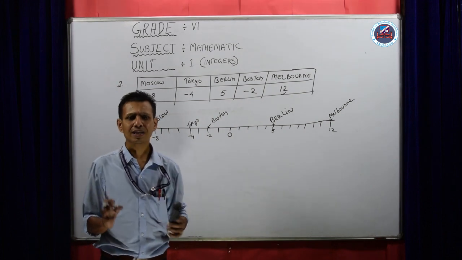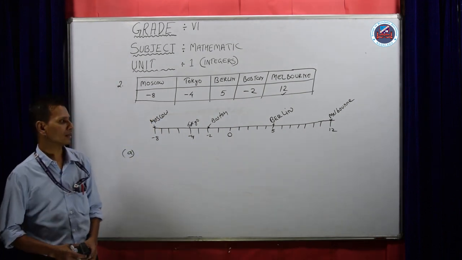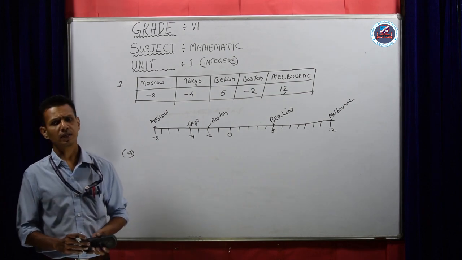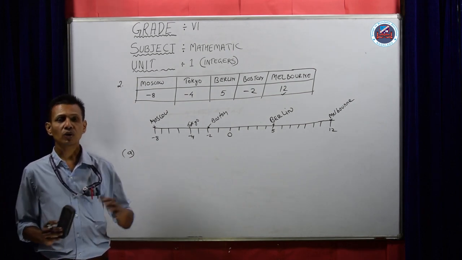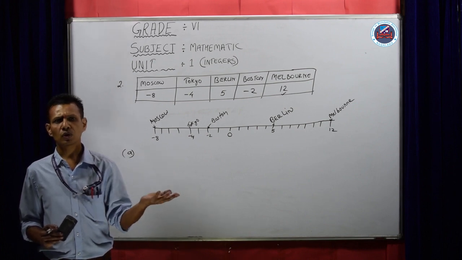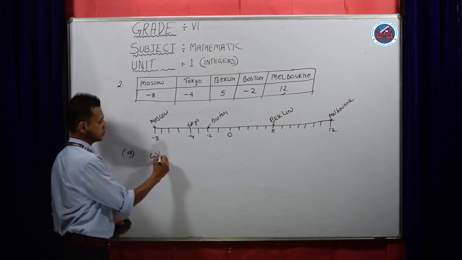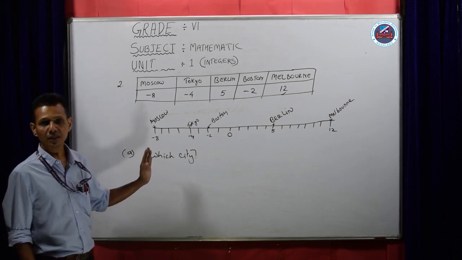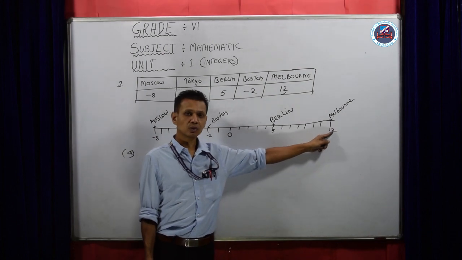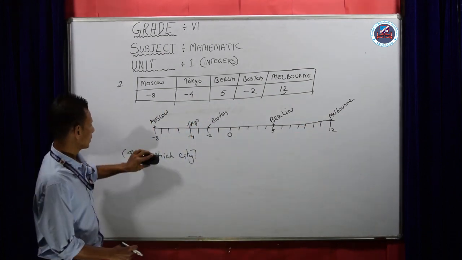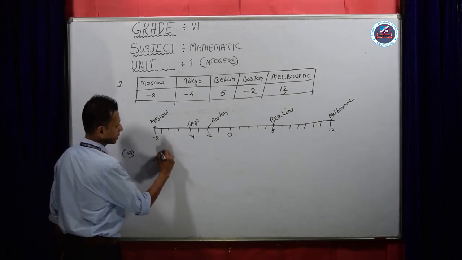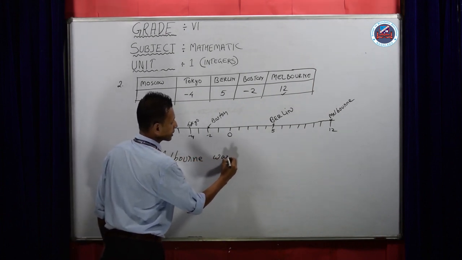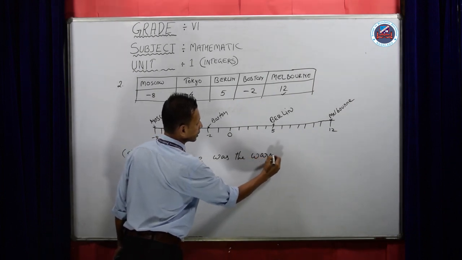Which city was the warmest? Some students might think 12 is the answer, and you might write 12 in your answer. But before that, you need to understand the question carefully, what your question is asking. You have to think about that. Your question asks you, which city was the warmest? Of course 12, but which city? Melbourne. So your required answer is: Melbourne was the warmest city.